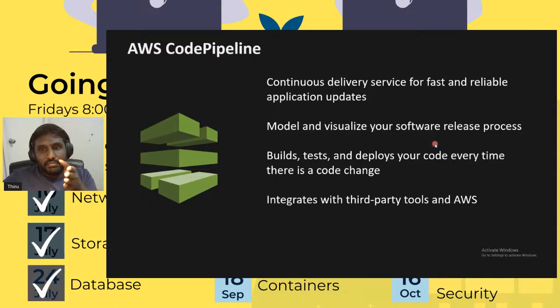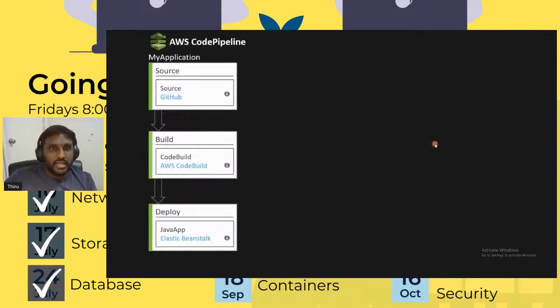And the best part of code pipeline is it uses some sort of webhooks similar to how GitHub webhooks work. So the moment you commit your code, it picks up the change, it builds, tests, and deploys the code as well. And this is the process that we will see later in the demo.